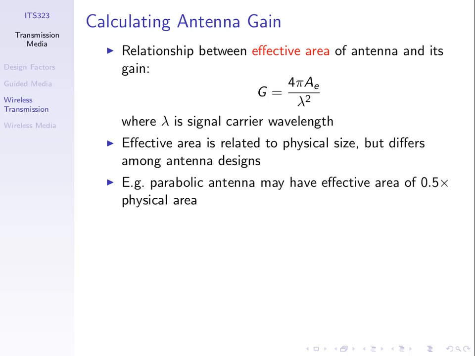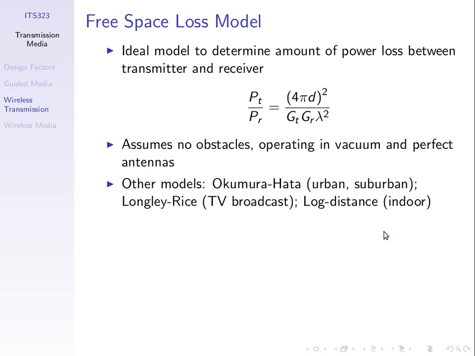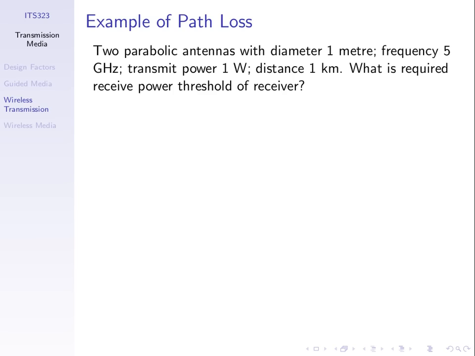Again, I would have to tell you that in an exam. I don't expect you to remember. It's not always the same. Some antennas, it's a half. Sometimes it's larger, sometimes smaller. Let's do an example, given our free space path loss model.